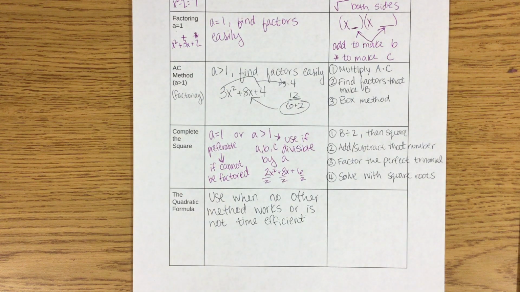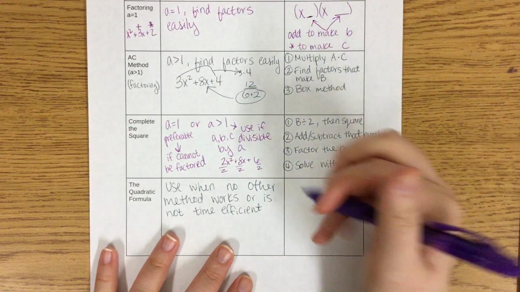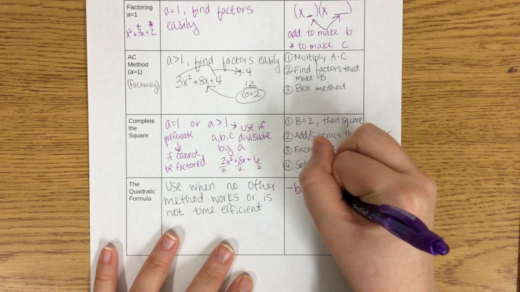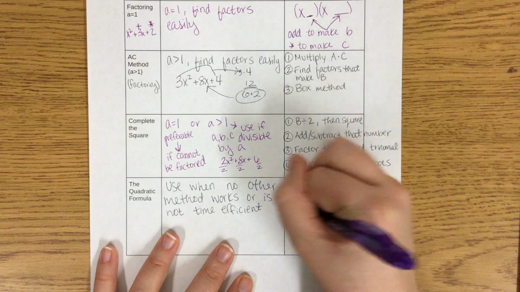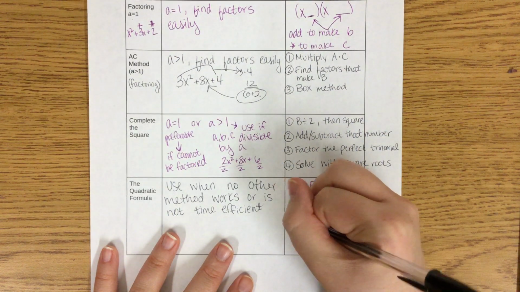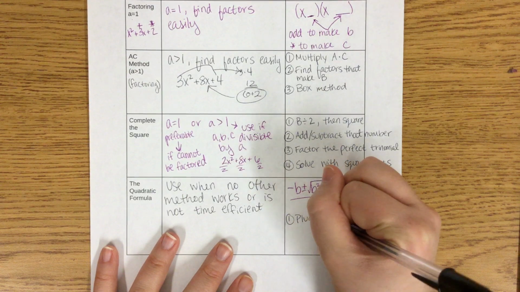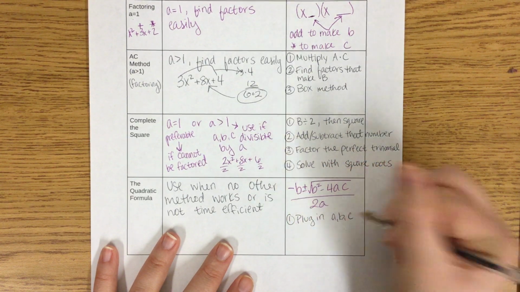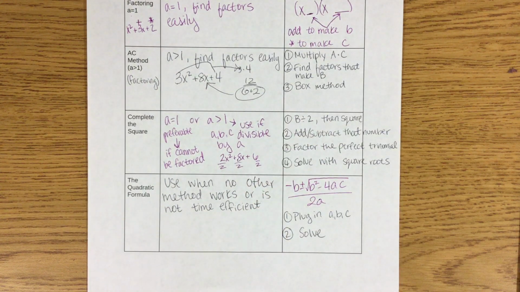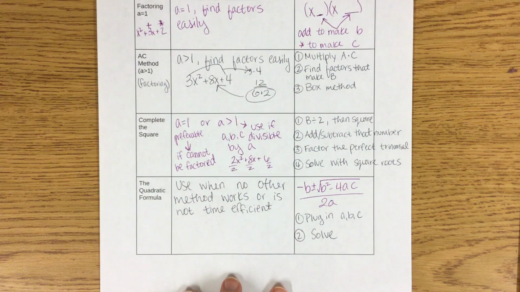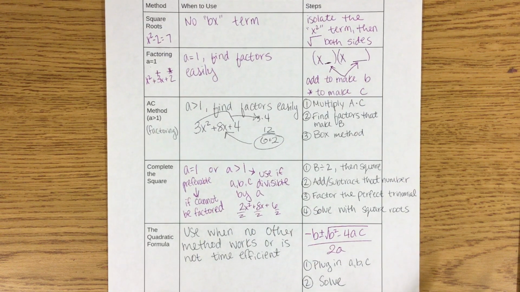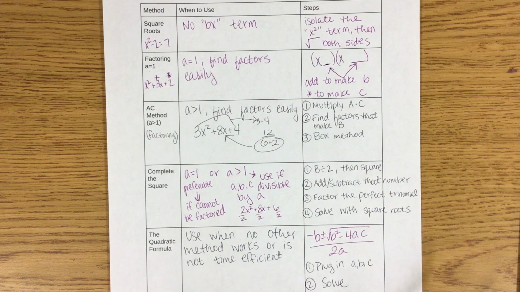Okay? And our steps to that, well, we just need to have the quadratic formula. Negative b plus or minus the square root of b squared minus 4ac all over 2a. And our steps are to plug in a, b, and c, and to solve. Okay. So these are all your different methods. This is a great cheat sheet to have to know when to use what method and what's going to be most helpful to you.